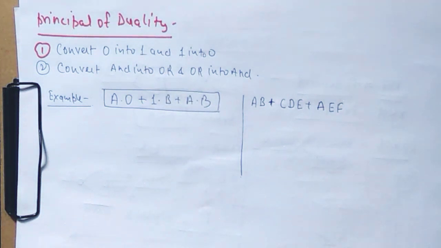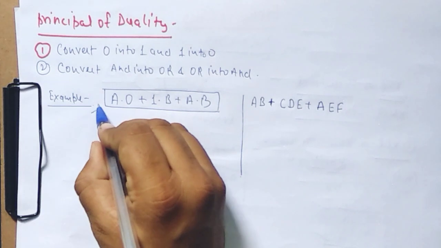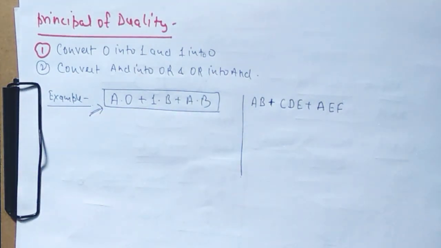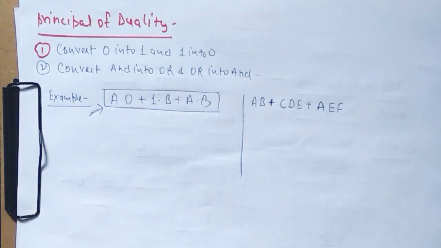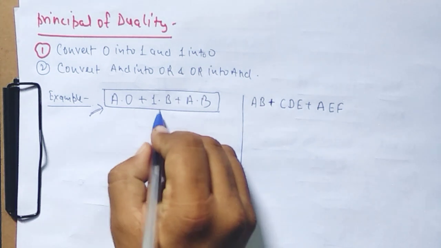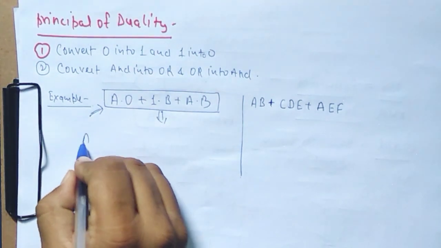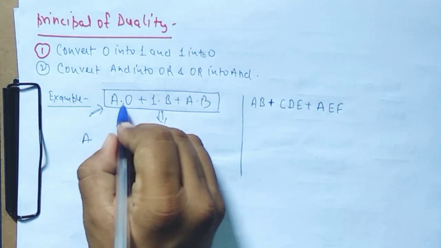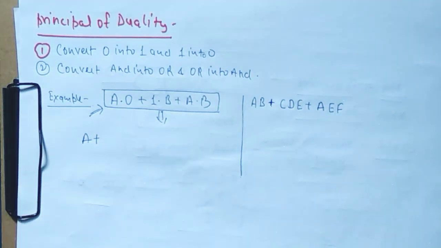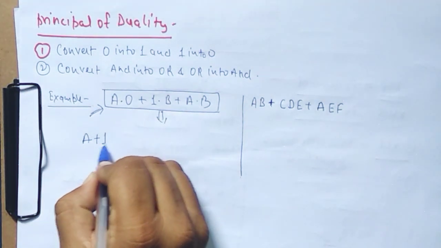One question can be asked in your examination: there will be one Boolean expression, and you have to find the dual of that. So what will be the dual of that? Now this is A. This is dot. Dot means AND. AND will be converted into OR. Now this is 0. 0 will be converted into 1.